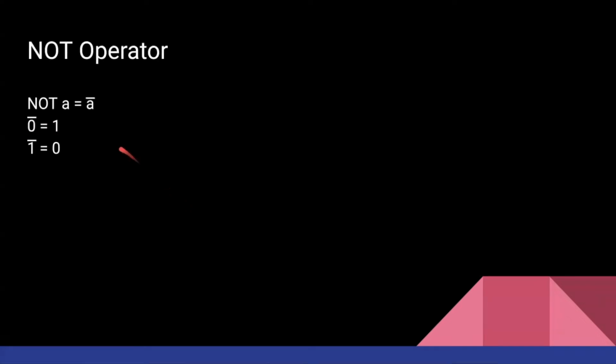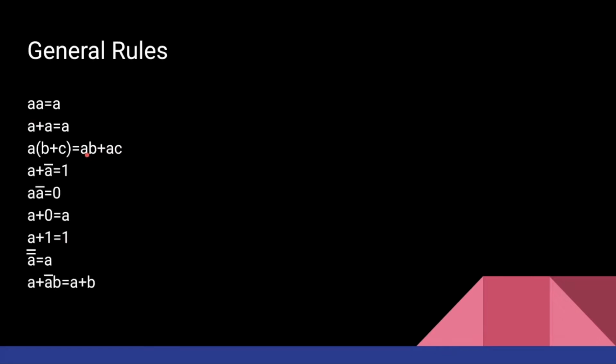And here's the not operator. You denote it by overlining the variable. So not 0 is equal to 1 and not 1 is equal to 0. So here are some general rules, and don't try to just remember them all. Try to remember instead why they are true. That will make it a lot easier to remember.